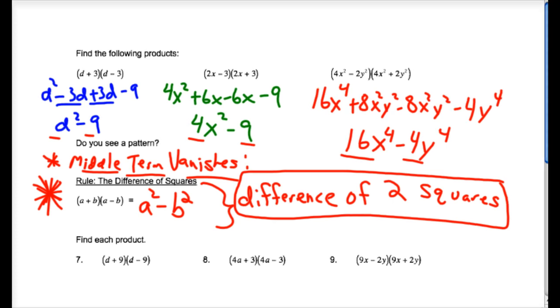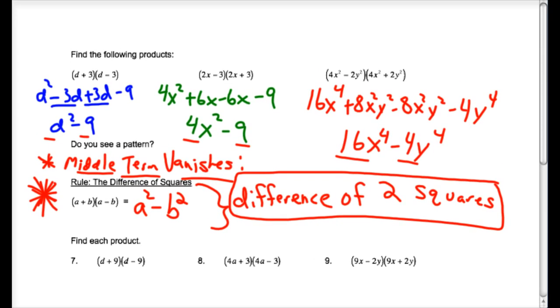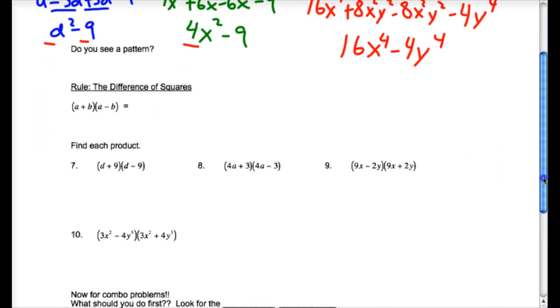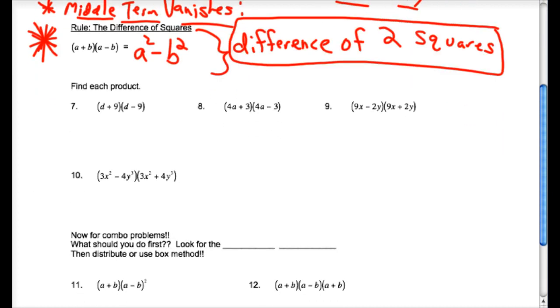Let's try some of these. Who can do d plus 9 times d minus 9? It is as easy as you think it is. Go ahead, Nico. D squared minus 81. What's that thing called? A difference of two squares. Do you see why they came up with that name? It's subtraction, and there are two perfect squares.